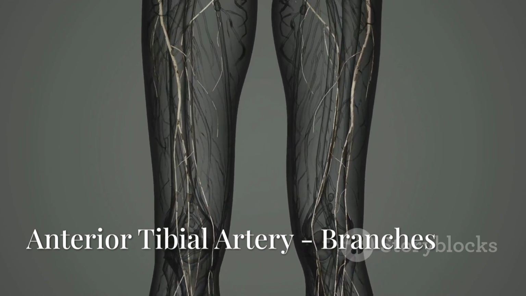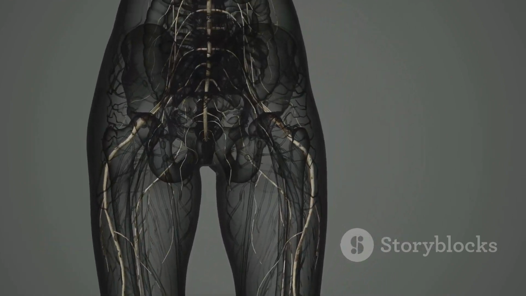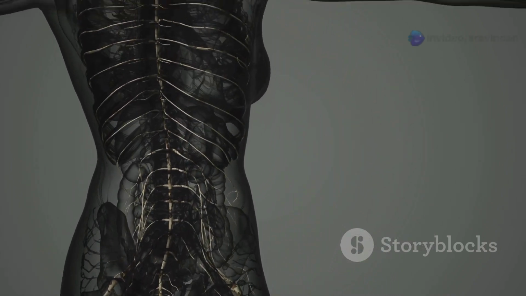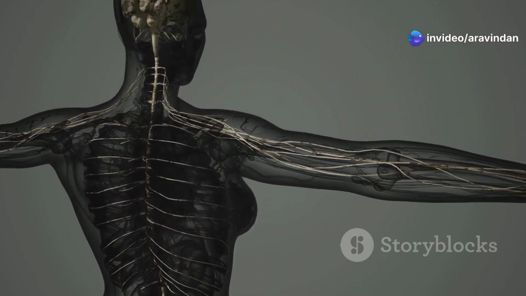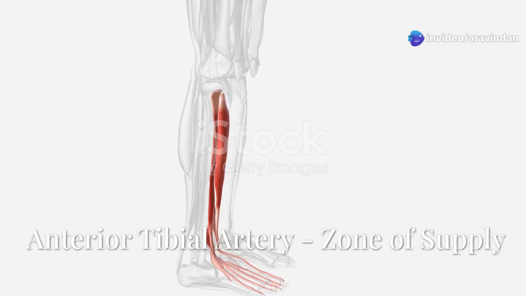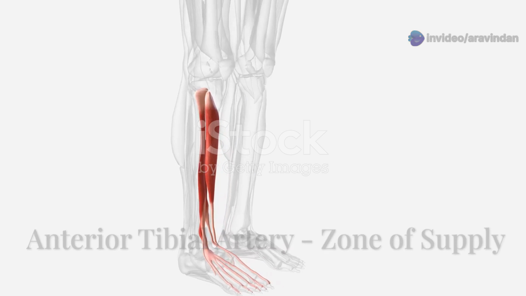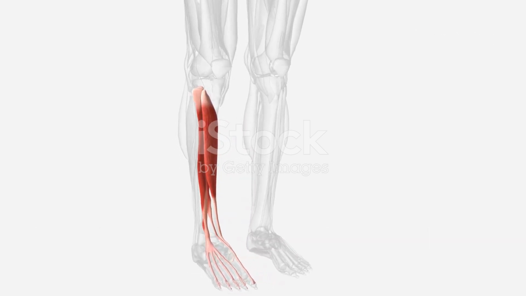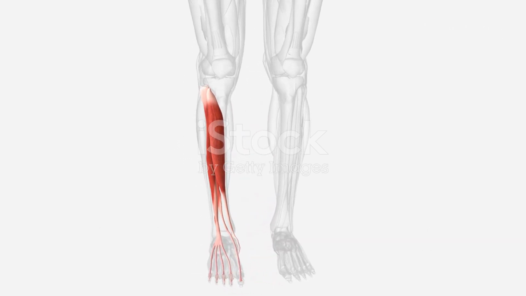Branches. 1. Anterior tibial recurrent to the knee. 2. Muscular branches to anterior leg muscles. 3. Lateral and medial malleolar arteries around ankle joint. Zone of supply: anterior compartment of the leg, tibialis anterior, extensor hallucis longus, extensor digitorum longus, fibularis tertius.